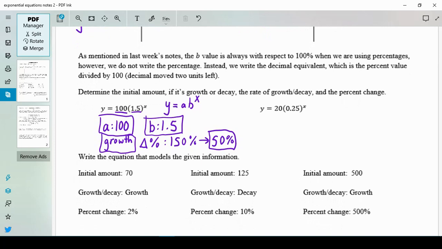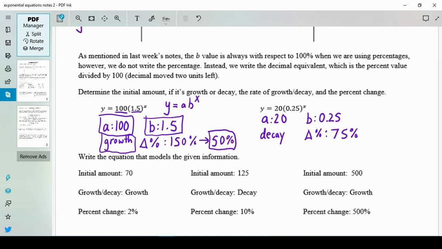So our initial value, which is a, is 20. This is a decay. The reason why we know it's a decay is because our b value is between 0 and 1. Next, our b value obviously is 0.25. And here's the tricky part, our percent change. This is 25% if I'm thinking about 0.25 as a percentage. But the question is, how much are we changing from 100? To get 100% and turn it into 25%, that means that we had to take away 75%.